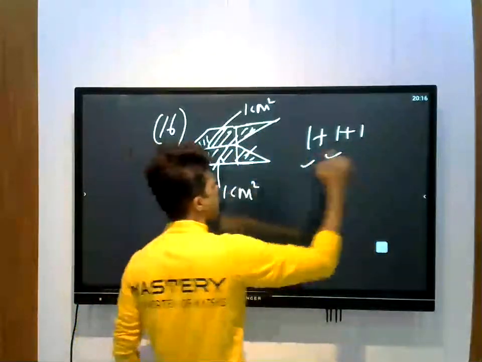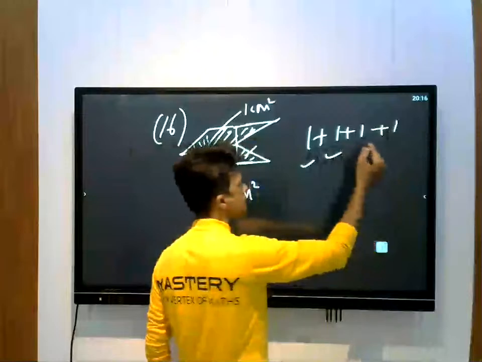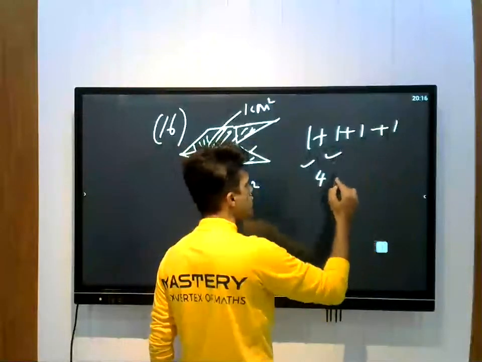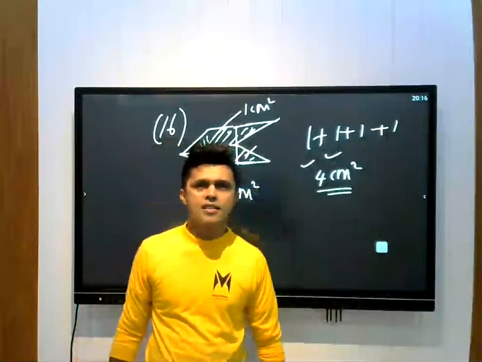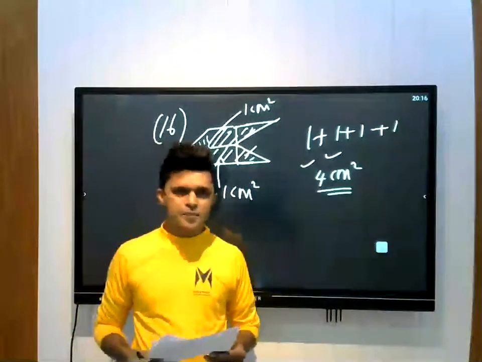This half and this half again, 1. So the answer: 1 plus 1, 2 plus 1, 3 plus 1, 4. So the area should be 4 cm square. This is the answer, 4 cm square.